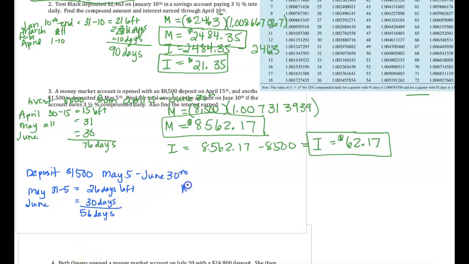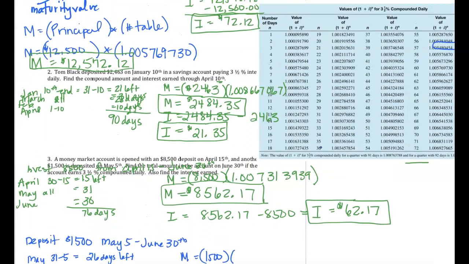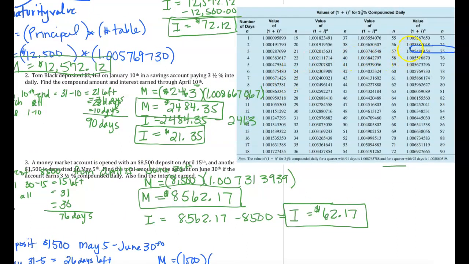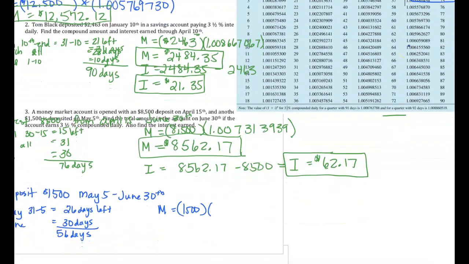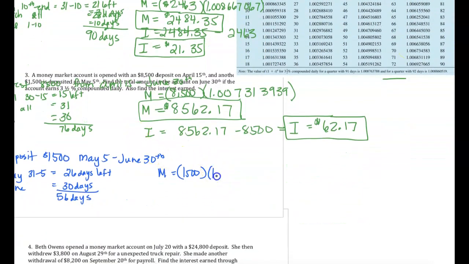So for this maturity value, the amount invested was the $1,500 times the number in the table for 56 days. I'm going to scroll back up here. And for 56 days, I get this decimal, let me bring it back, 1.005384048. And multiplying, I get $1,508.08.